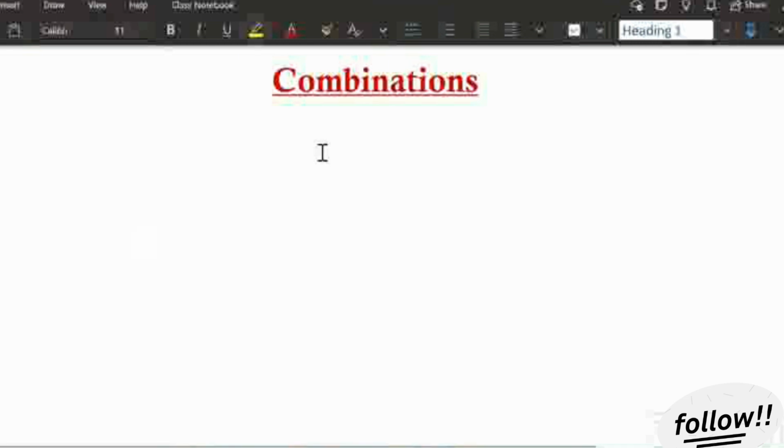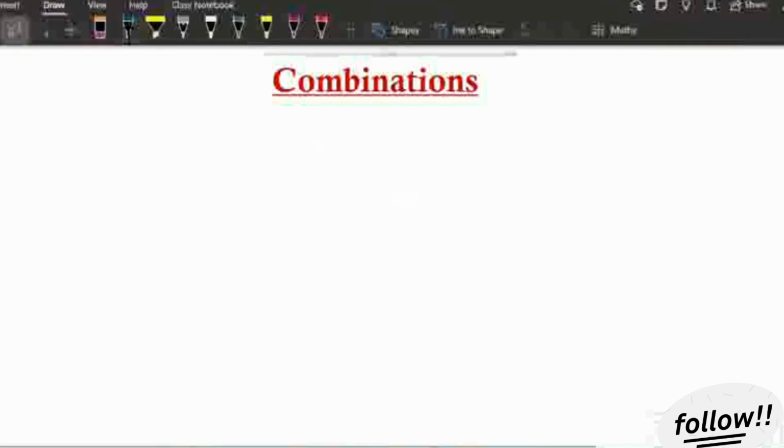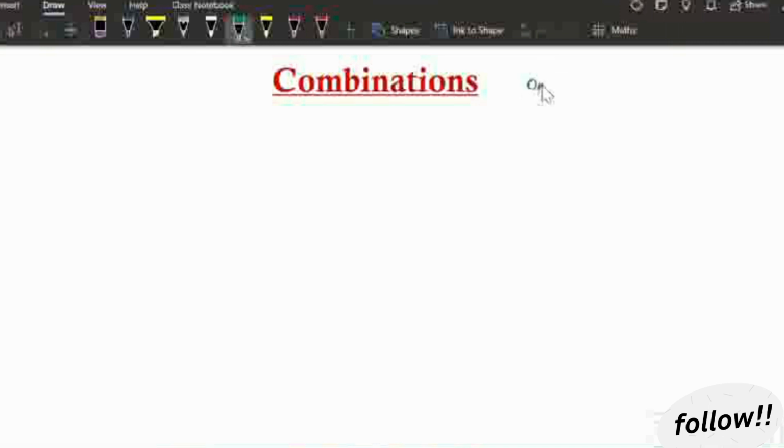So now let us see what is combination. We have already learned what is permutation. Permutation involves selection and arrangement, right? So combination is only selection. Here it is only selection. We are not going to arrange them. It is just the selection.